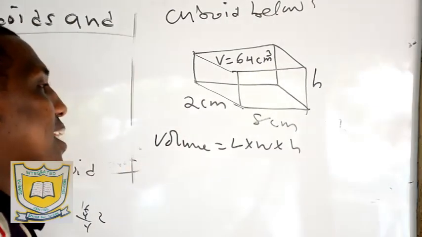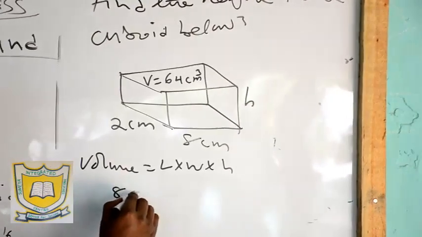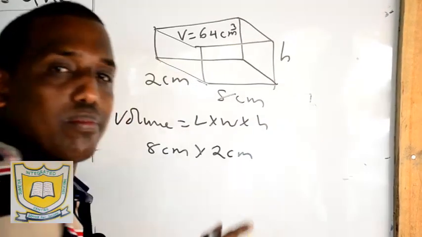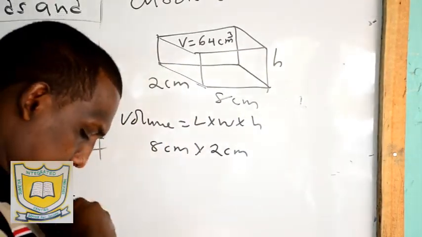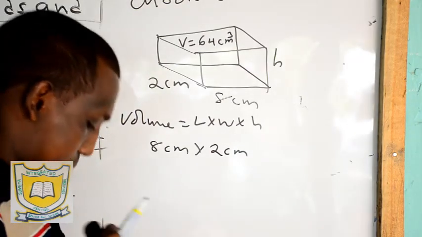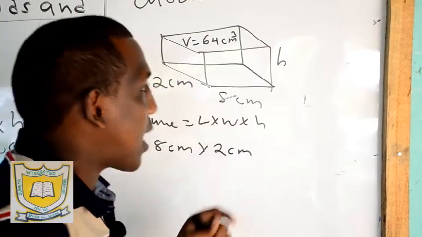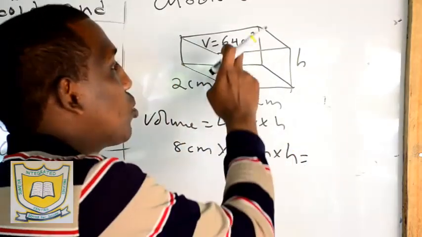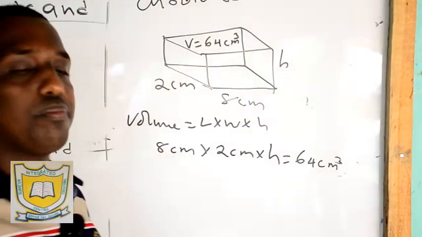So let us use the formula. You only follow the formula. Length, which is 8 centimeter, times width, which is 2 centimeter, times the height h, which we don't know, is equal to the total volume, 64 centimeter cube.